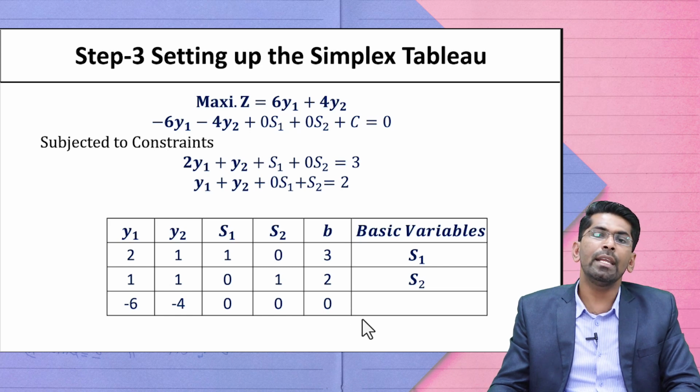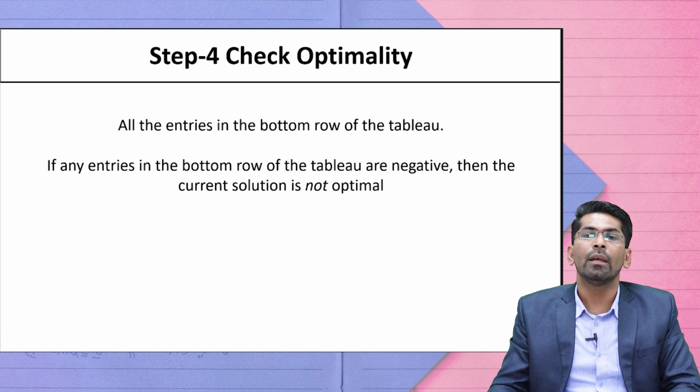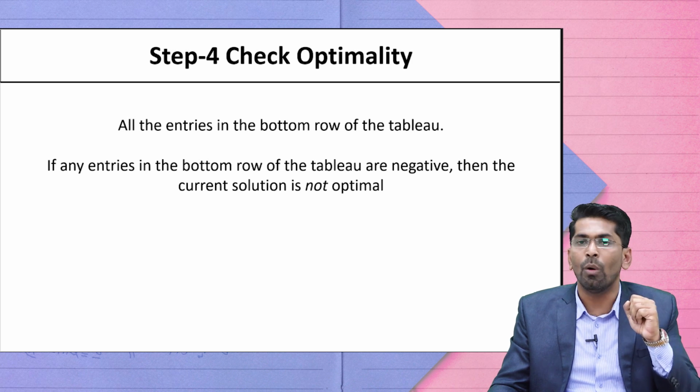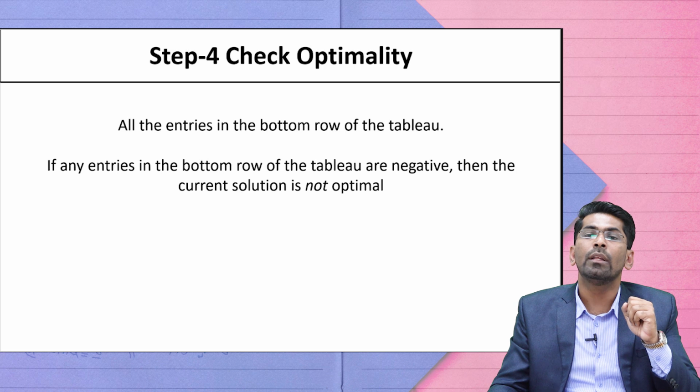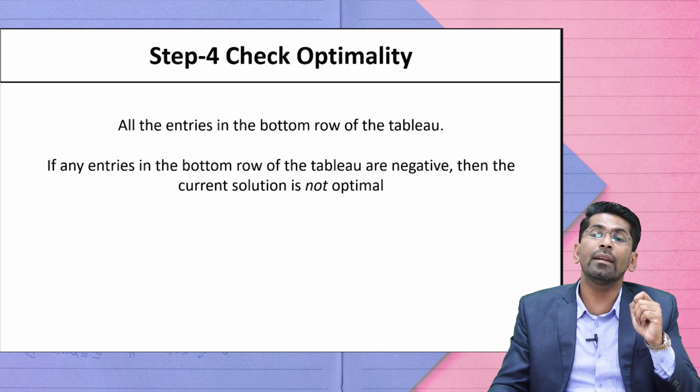So after setting up this particular table, it is ready for checking the optimal solution. So here we check whether the given solution is optimal or not. How are we going to find it? See, all the values in the last row, that means the objective row, the coefficients are non-negative. That means it contains values greater than or equal to 0 in the case of a maximization problem.